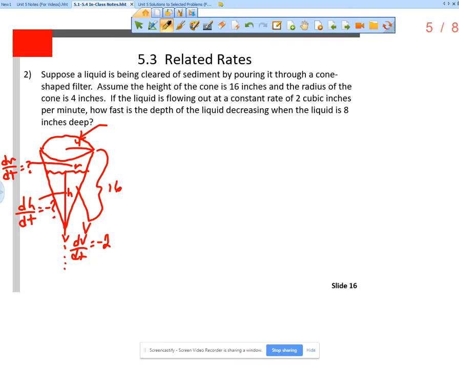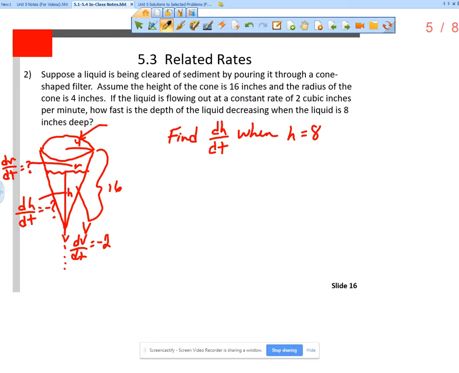Now we need to come up with our find statement: find blank when blank. So find what? What are we trying to find? It says how fast is the depth of the liquid decreasing? So how fast is the height changing? Find dh/dt. When what is true? It says when the liquid is 8 inches deep. What would that mean? That h equals 8. And that is our find statement.